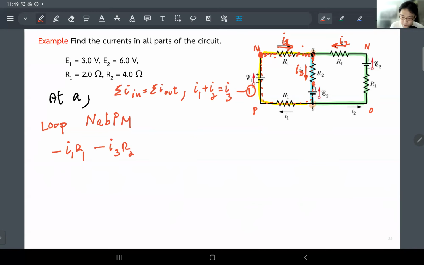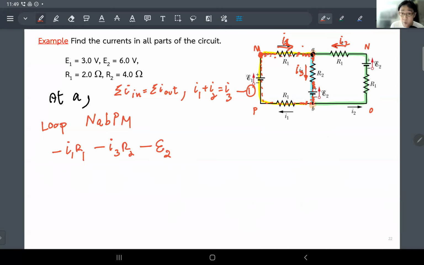Now I'm hitting my positive terminal of the battery. So that means going from positive to the negative terminal, I'm going downhill again. So I'm going to go negative E2. Keep going. Now I'm at B, turn.